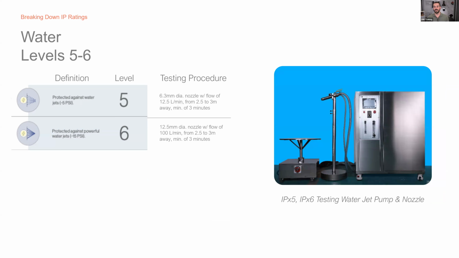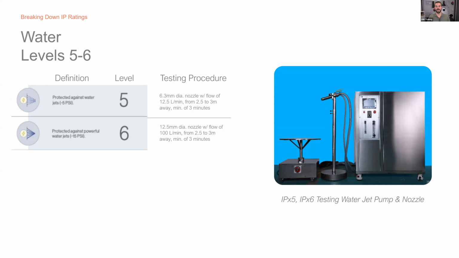Moving on to 5 and 6, this becomes a little bit more stringent or more difficult to meet in these cases. So these are different levels of water jets. Level number 5 is really protected against what they call splashing water or water jets. So there are some very specific requirements here.